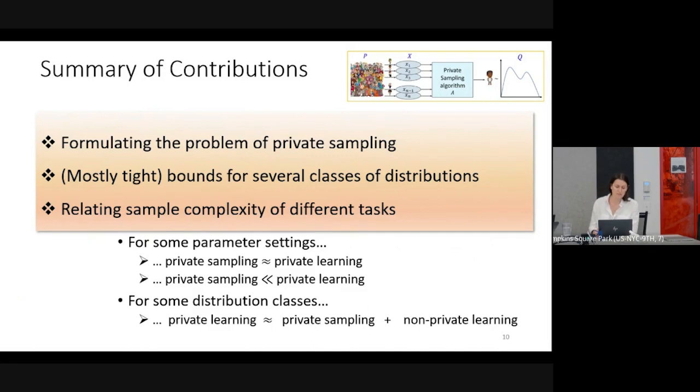And for some distribution classes that we study, we find that the complexity of private learning is equal to the complexity of private sampling plus the complexity of non-private learning. And so to the extent that private learning is harder than non-private learning, for these classes, you can account for that difference by the complexity of private sampling, although we don't have any formal connection among these tasks besides just the sample complexity.